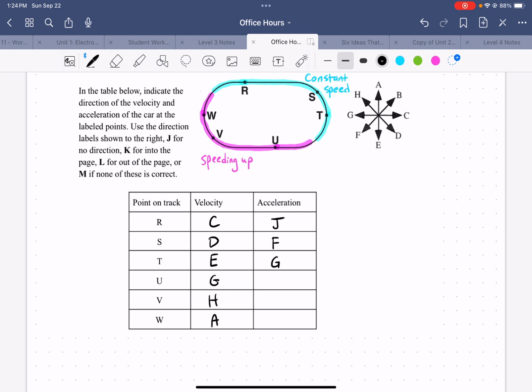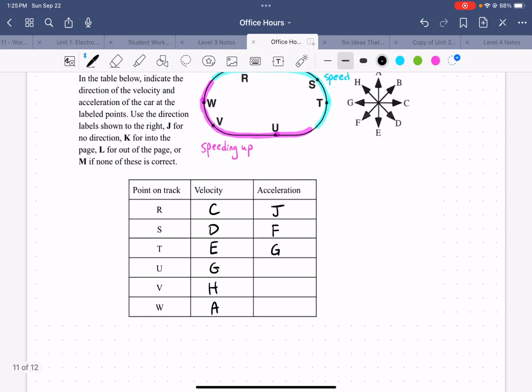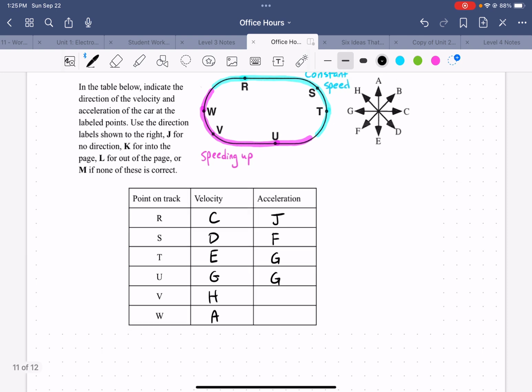Now at point V, we have a case finally where both the speed and the direction are changing. So the direction of the velocity at point V is H. That means there's going to be a component to the acceleration in that same direction to cause the speed to increase, but there will also be a perpendicular component, which would be in direction B, that causes the direction to change. So the combination of those two puts us in direction A.